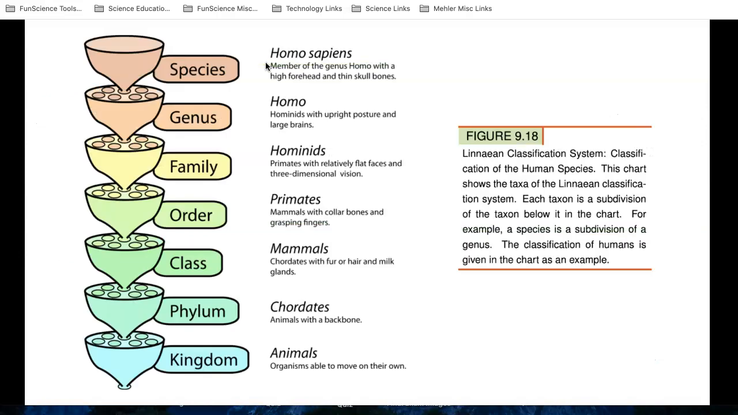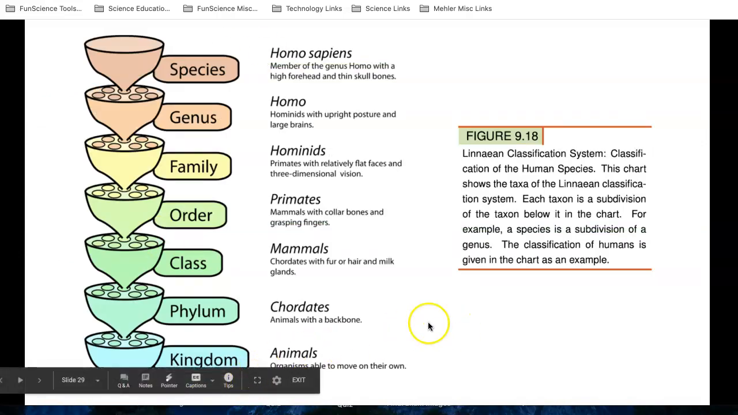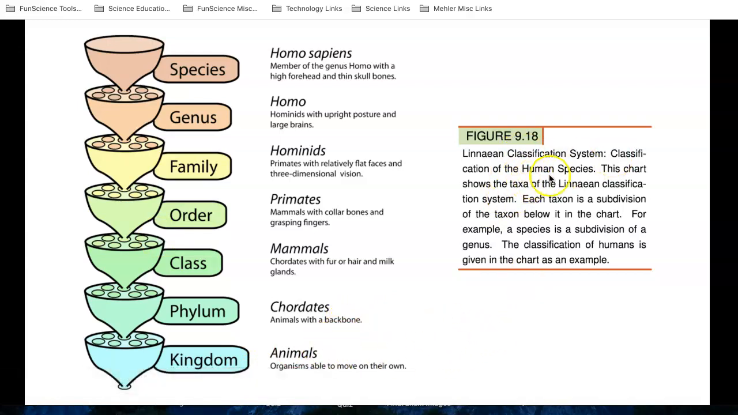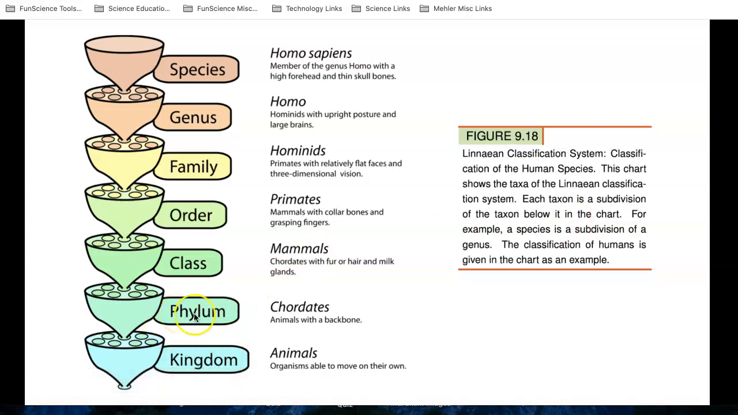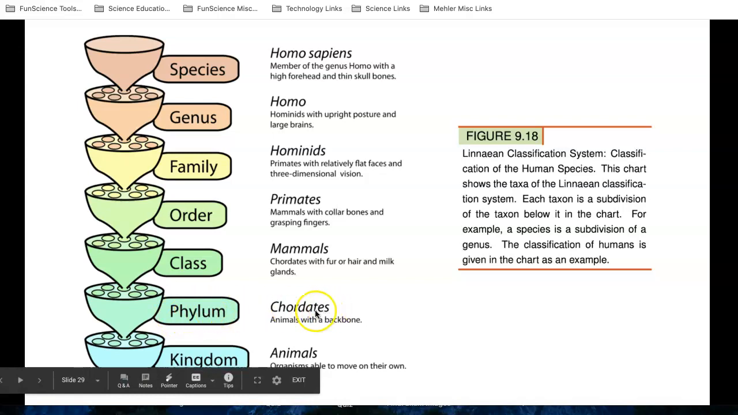And you guys probably know this. Let's start at the bottom. So the kingdom of animals in this system, this is a classification of human species. This chart shows the taxa, that's the classification, and each taxon is a subdivision. So let's go with the largest, which is kingdom, animals. Then we go to chordates, which are animals that have a backbone. That's the phyla. The phyla is chordate.